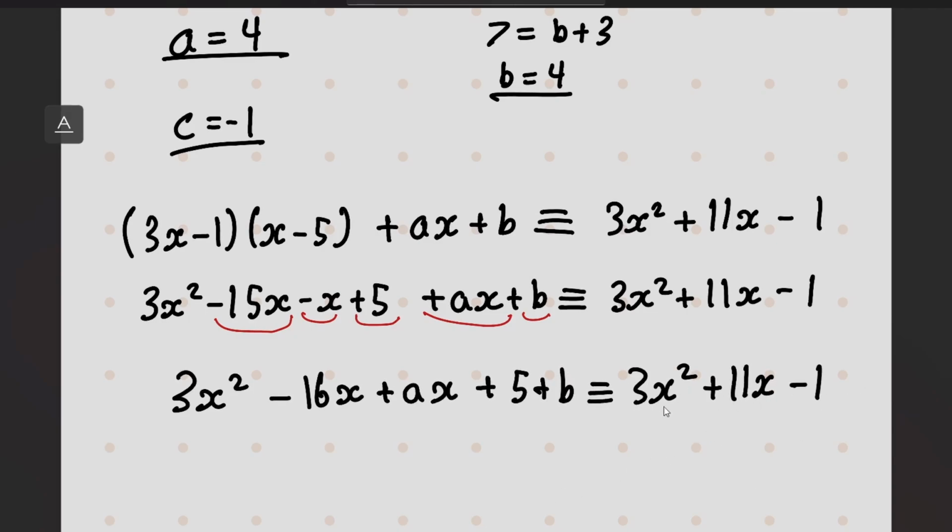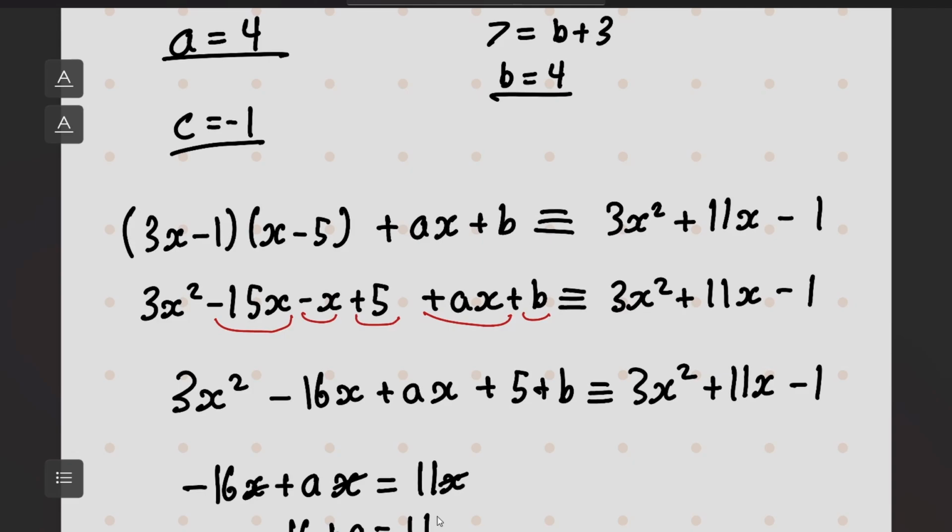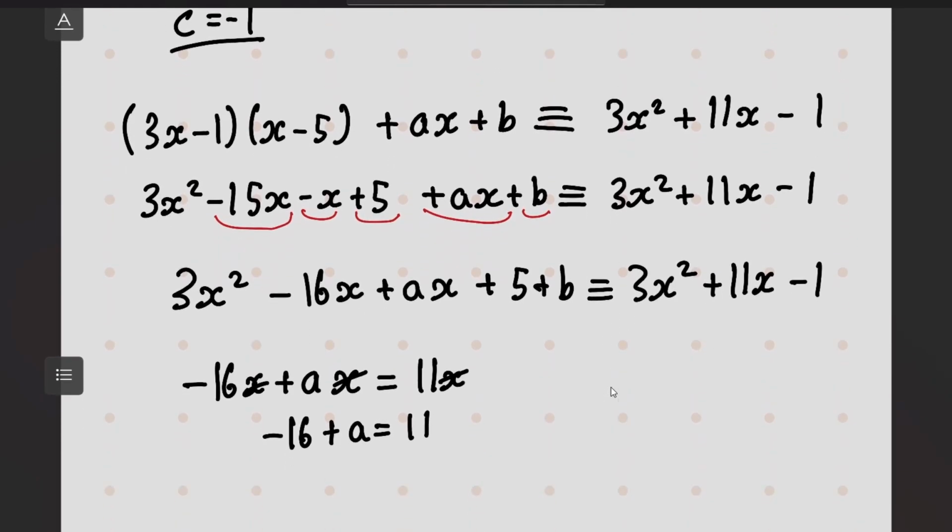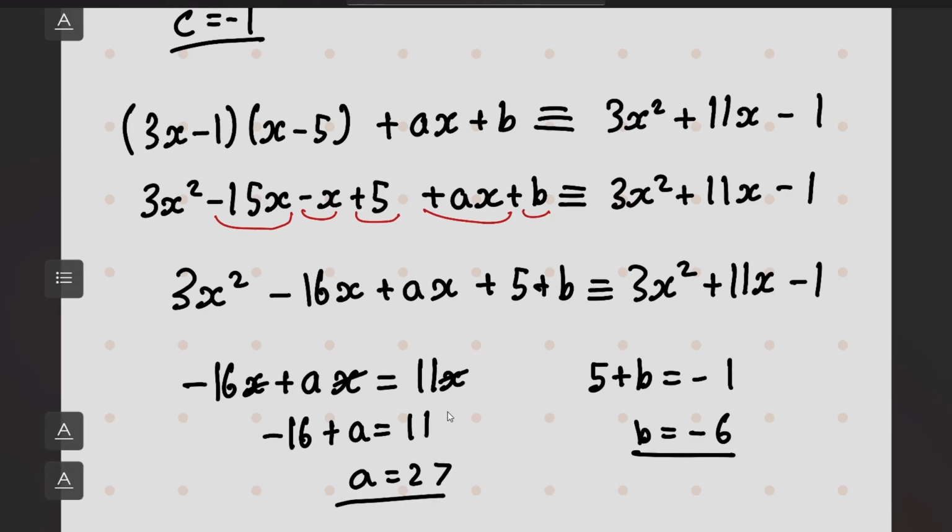So now we don't really have to compare the coefficient of x squared because it's already done. We're going to take a look at the coefficients of x. You have -16x plus ax equal to 11x. Let's cancel out x. We get -16 plus a equal to 11, which gives us a equals 27. And now with our constants, we get 5 plus b is equal to -1, which gives us b equals -6. So these are your two values of a and b.